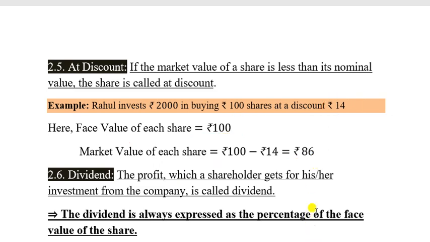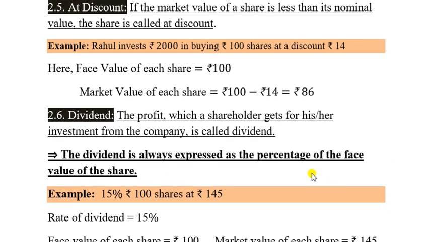Remember that. Now one more, dividend. Dividend means the profit, or you can call it annual income also. The profit which a shareholder gets for his or her investment in the company is called dividend. Remember that. Dividend is always expressed in the question as a percentage of the face value of the share. It will be given in percentage form.